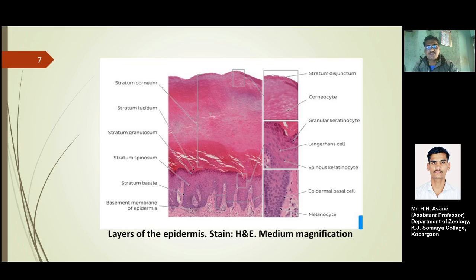These layers have these cells, as you can see: the keratinocytes, granular keratinocytes, Langerhans cells, spinous keratinocytes, epidermal basal cells, and the melanocytes. These are the cells of the epidermis.